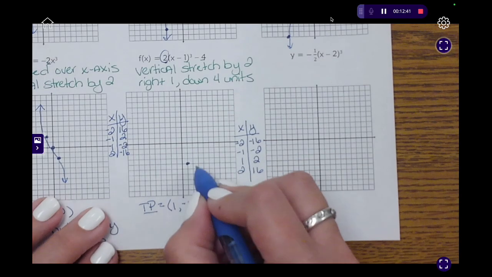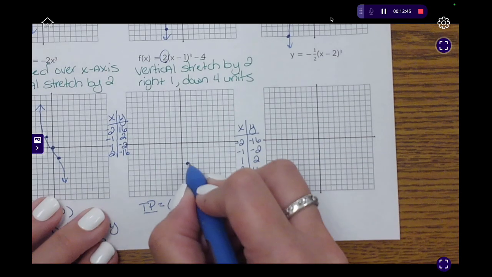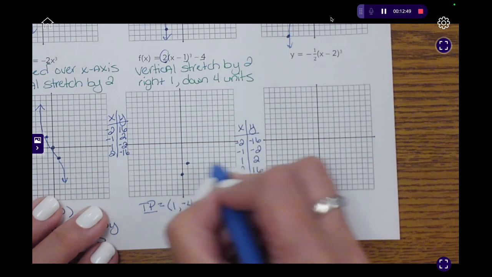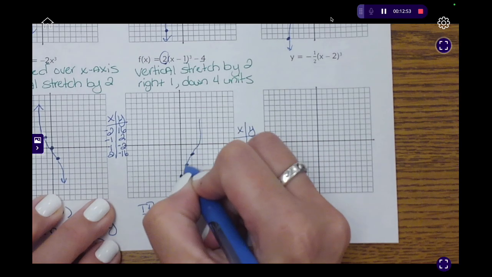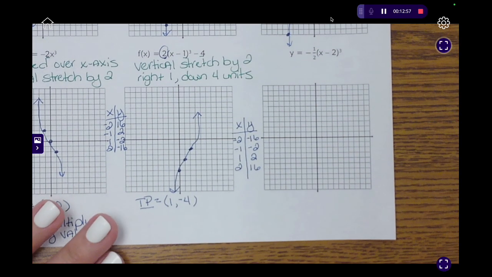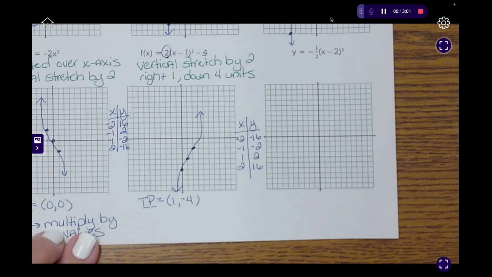So from my turning point, again, the 16 is going to be kind of hard, so let's just graph the other one. So I'm going to go to the left 1 and down 2, and then over to the right 1 and up 2. Whoops, paper moved a little bit. So there is my graph. Okay, so again, a value, multiply it by those y values.